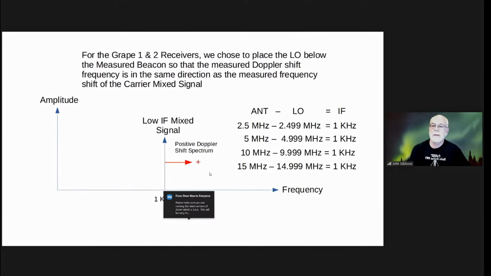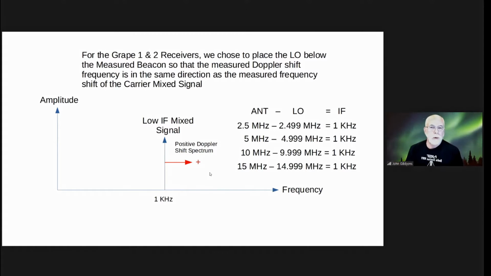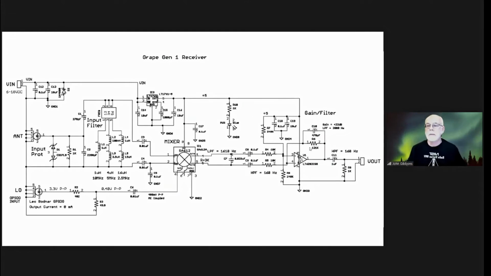Basically, for our mixer, we're going to be running the local oscillator 1 kilohertz below the frequency of the beacon of interest. We also will be supporting CHU at 3.33 megahertz, 7.85 megahertz, and 14.67 megahertz for doing Doppler shift measurements on that. This is the Grape Gen 1 receiver.